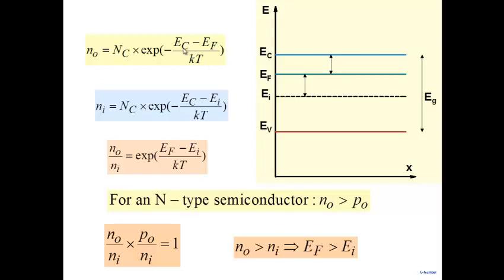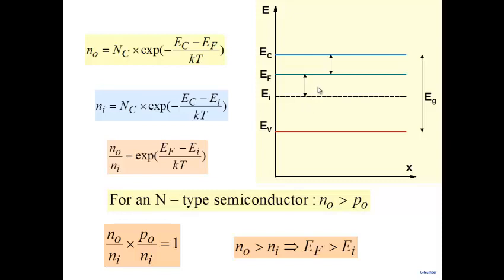EC minus EF tells us how many electrons there are. The smaller the separation between EC and EF, the larger the number of electrons. Another way of saying the same thing: the separation between EF and EI also gives you the number of electrons. The larger the separation between EF and EI, the more electrons. So that's an alternative way of saying it. It's the same thing: the separation between EC and EF, or the separation between EF and EI.